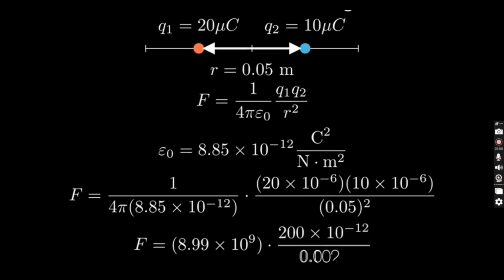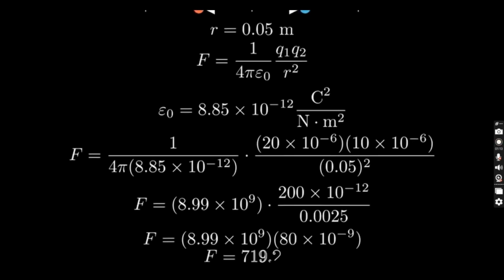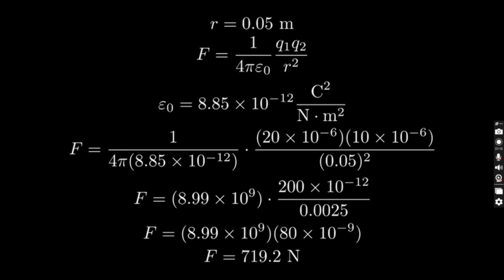First, 1 over 4 pi epsilon naught equals 8.99 times 10 to the ninth. The product of the charges is 200 times 10 to the negative 12, and our distance squared is 0.0025. Multiplying this all together, we get a force of 719.2 newtons.